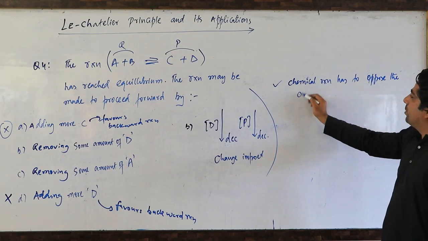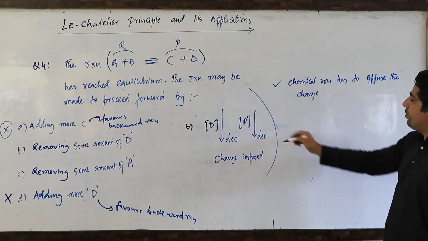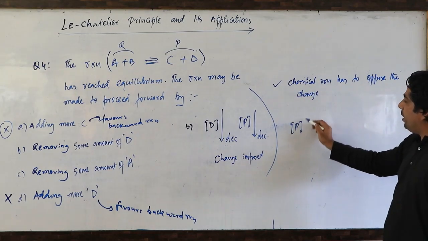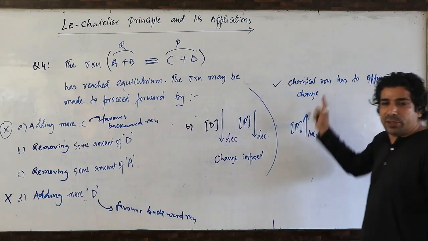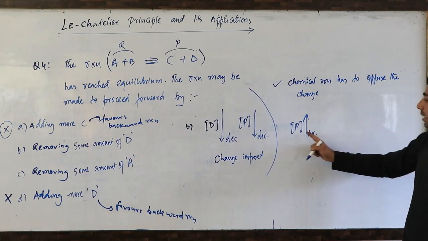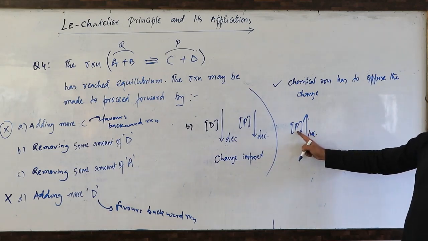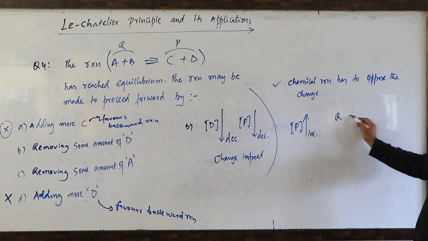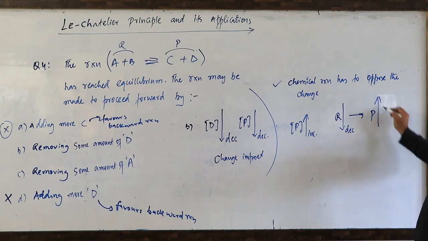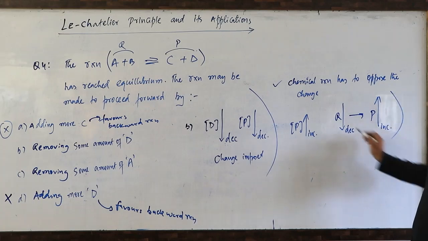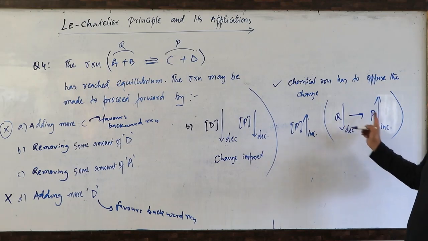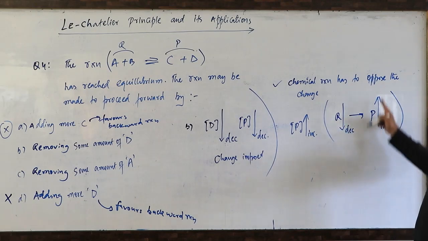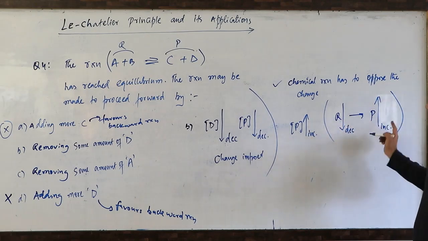Oppose the change. And what is the opposite of decrease? Opposite of this will be increase. So product concentration has to increase. That means D concentration has to increase here. So how to increase the concentration of products? Yes, when reactants change into products, the concentration of reactant will decrease and the concentration of product will increase. So this is how you can increase the concentration of products. So it's increasing here. Yes, my dear friends?